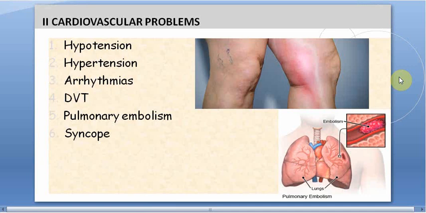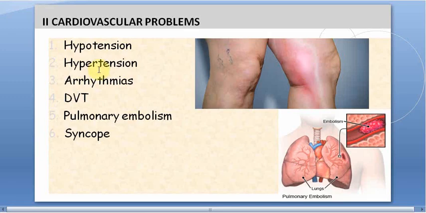Next one is deep vein thrombosis. What happens here? You can see in the figure. Deep vein thrombosis means a thrombus in the deep vein, that is, a clot in the deep vein, especially seen in the leg. They will have a lot of swelling, redness, and pain will be present.